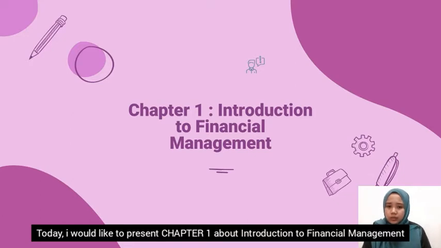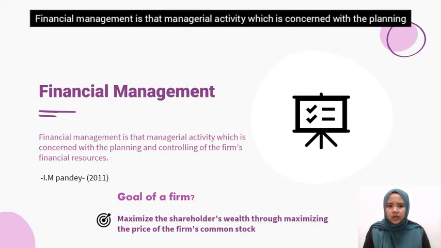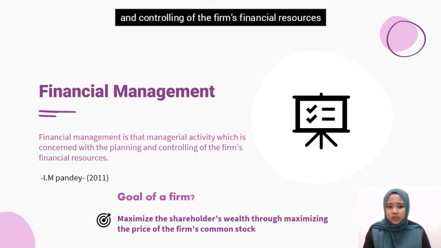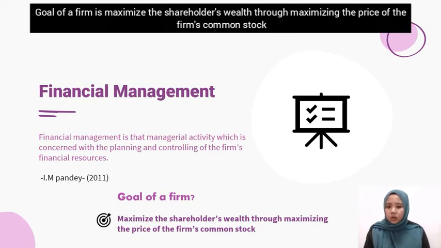Today, I would like to present Chapter 1 about Introduction to Financial Management. So, what is financial management? Financial management is the managerial activities which are concerned with the planning and controlling of the firm's financial resources. What is the goal of a firm? The goal of a firm is to maximize the shareholders' wealth by maximizing the price of the firm's common stock.